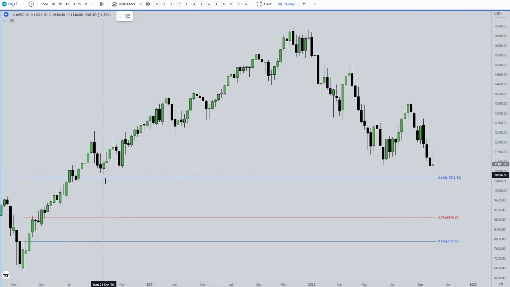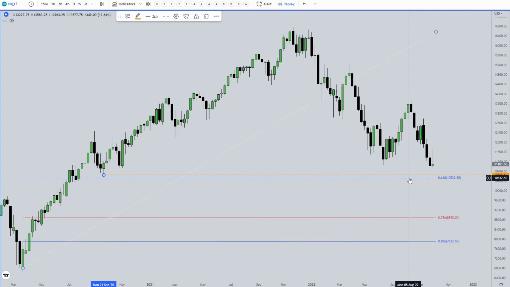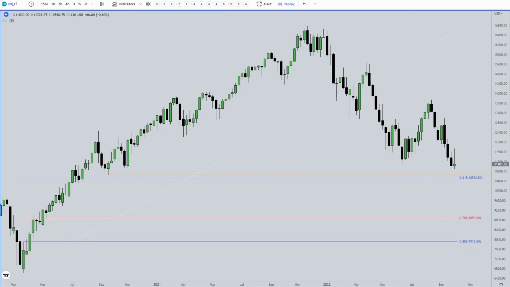Adding to that, you could have marked out this weekly low because this is where you would have suspected a lot of liquidity to lie. Meaning you would have had a weekly low to be swept at around 10,650 and the well-known 618 fib retracement level at around 10,532.